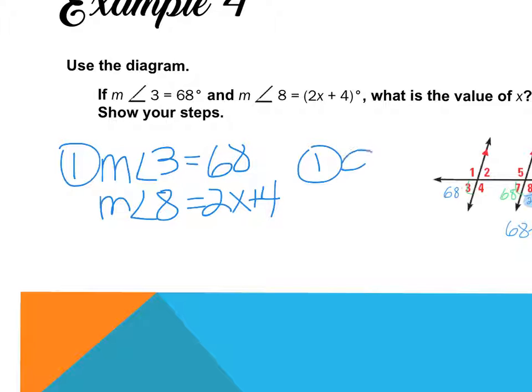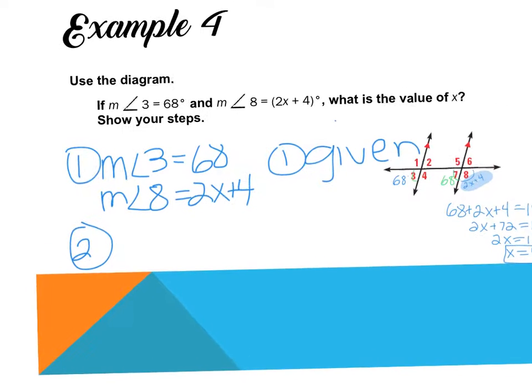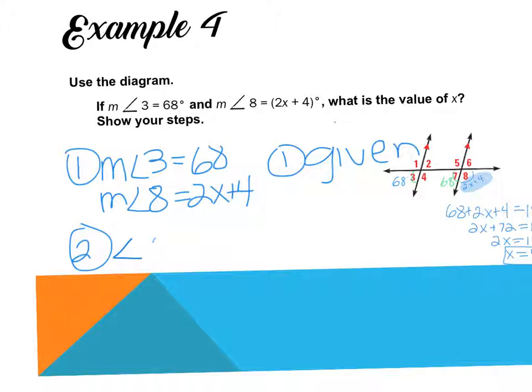Given. Okay, then I could say step 2, like work through the ones that I used. I could say that angle 3 equals angle 7, and we said what was the reason for that? Good, corresponding angles postulate.